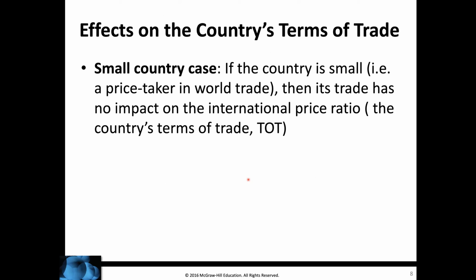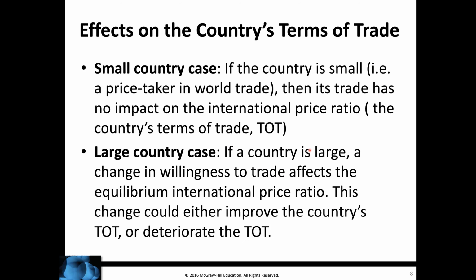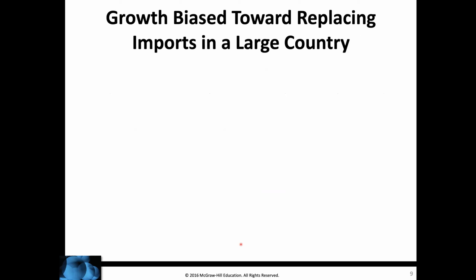So changes in a country's willingness to trade can also alter the country's terms of trade, depending on the country's size. Let's look first at a small country case. If the country is small, i.e. a price taker in world trade, then its trade has no impact on the international price ratio. For large countries, a change in willingness to trade affects the equilibrium international price ratio. This change could either improve the country's terms of trade or deteriorate the terms of trade for that country.